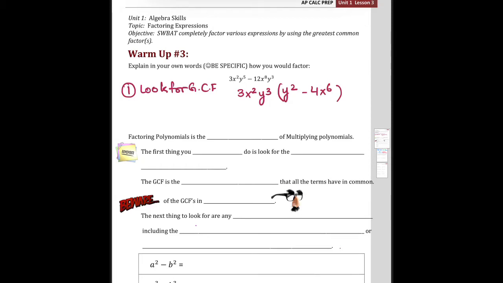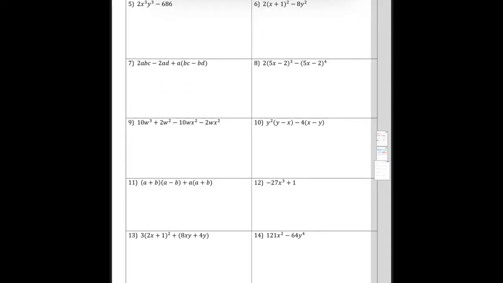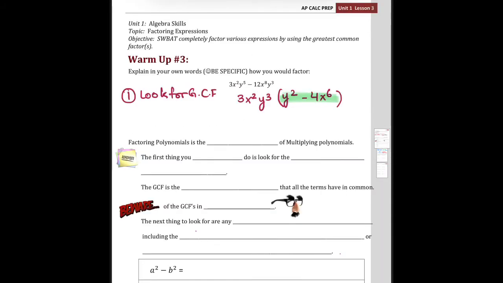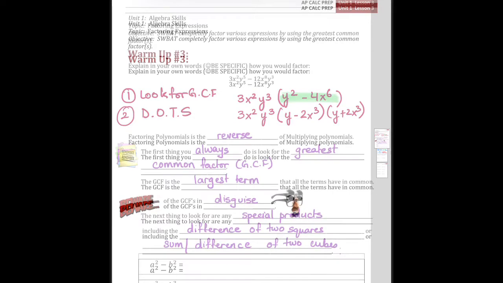Now, after the GCF, always check that can it be factored further. So if I look at this quantity here, this is two terms and they're perfect squares, right? So this can be factored further. So what would it factor to? So that's called a difference of two perfect squares. So this would be y minus 2x to the third and y plus 2x to the third. So our second step would be a difference of two perfect squares.